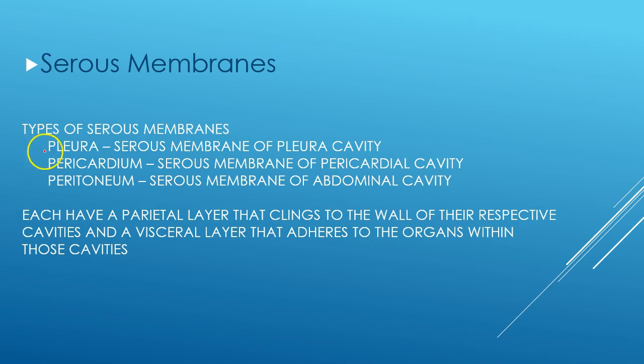So 3 types of serous membranes that we see: pleura, pericardium, and peritoneum. Just know where they are found. So pleura is going to be found in the pleural cavity. The pericardium is going to be in the pericardial cavity, and the peritoneum will be found in the abdominal cavity. So this is a very large serous membrane that we'll discuss when we get there.